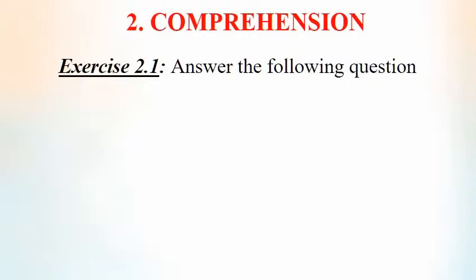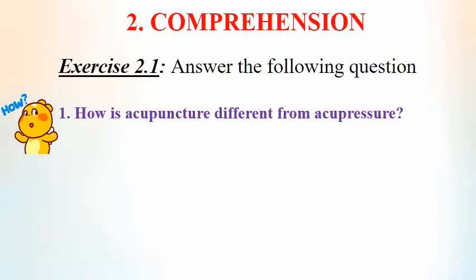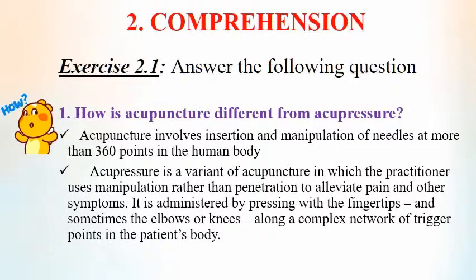2. Comprehension. Exercise 2.1. Answer the following question. Question 1. How is acupuncture different from acupressure? Do you have answer? This is my answer. Acupuncture involves insertion and manipulation of needles at more than 360 points in the human body. Acupressure is a variant of acupuncture in which the practitioner uses manipulations rather than penetration to alleviate pain and other symptoms. It is administered by pressing with the fingertips and sometimes the elbows or knees along a complex network of critical points in the patient's body.